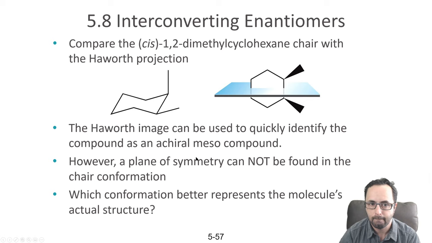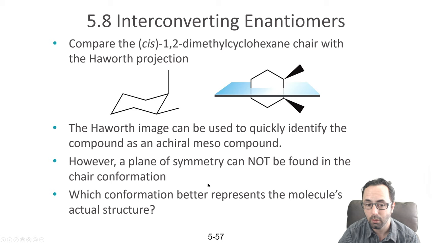Interconverting between enantiomers is the topic of section 8 of the chapter. So we already determined that cis-1,2-dimethylcyclohexane is meso, and we could tell due to the plane of symmetry. However, you'll notice that the strategy we used is we took it out of the cyclohexane configuration and put it into a Haworth projection, because it really helps with identifying the achiral meso compound.